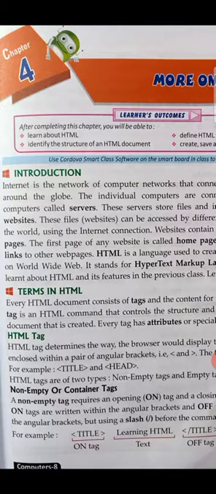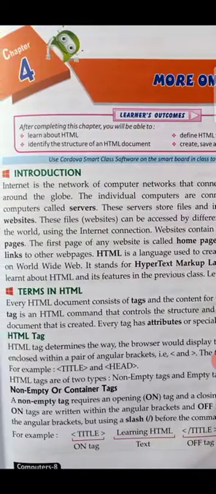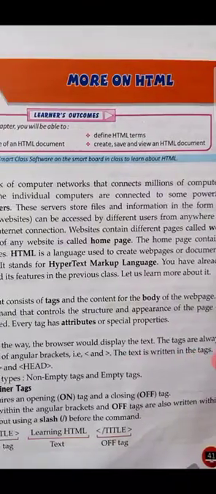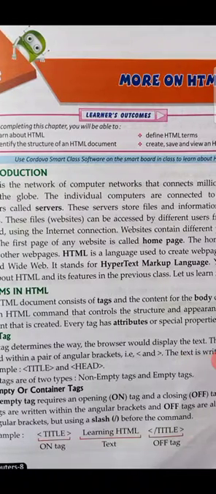We have two types of tags, non-empty or container tags. Non-empty means this is not blank, it comes with a pair. Whenever we have tags in couples, pairs, it is known as non-empty. A non-empty tag requires an opening tag and a closing tag. On tags are written within the angular brackets and off tags are also written within the angular brackets but using a slash before the command.